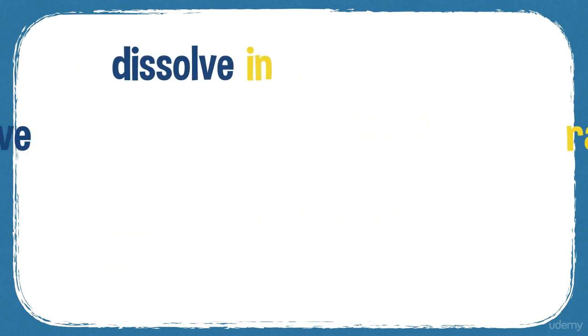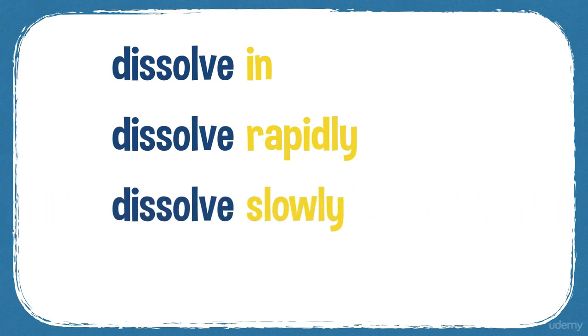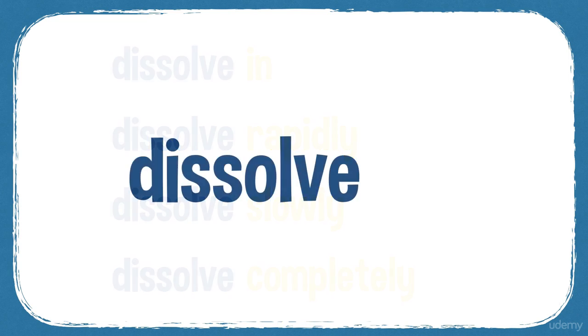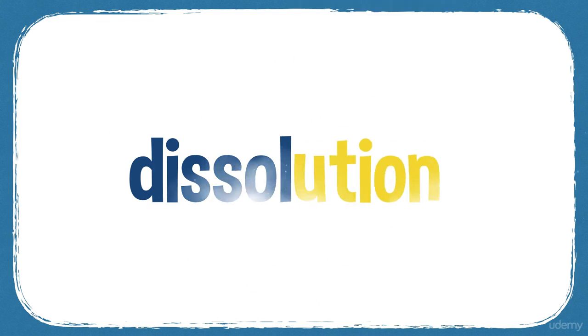You dissolve something in. You can dissolve something rapidly or slowly, and completely. The sugar completely dissolved. It's a verb, dissolve, so you can have dissolves, dissolving, and dissolved. There is a noun, which is dissolution. Here, by the way, you have the dis, not the diz, but dis sound, dissolution.